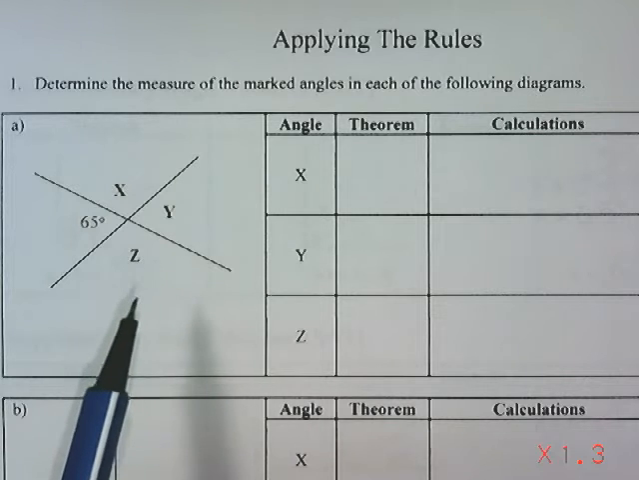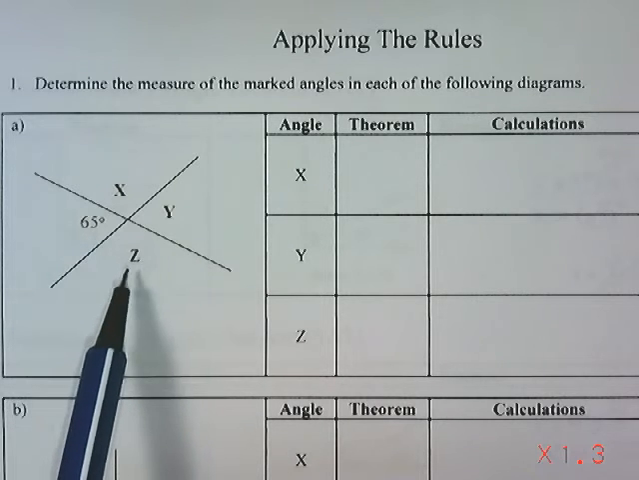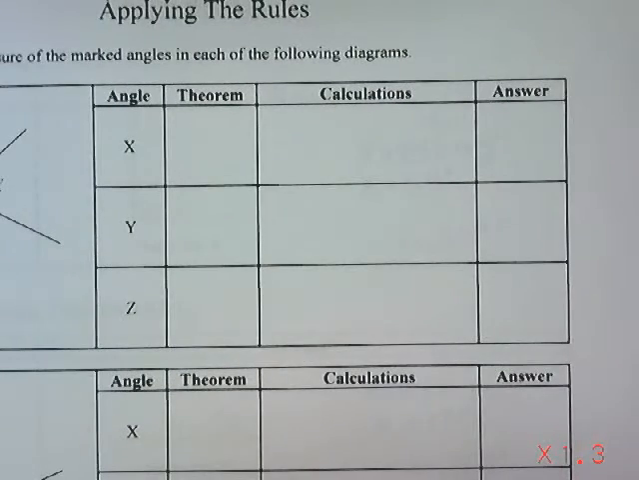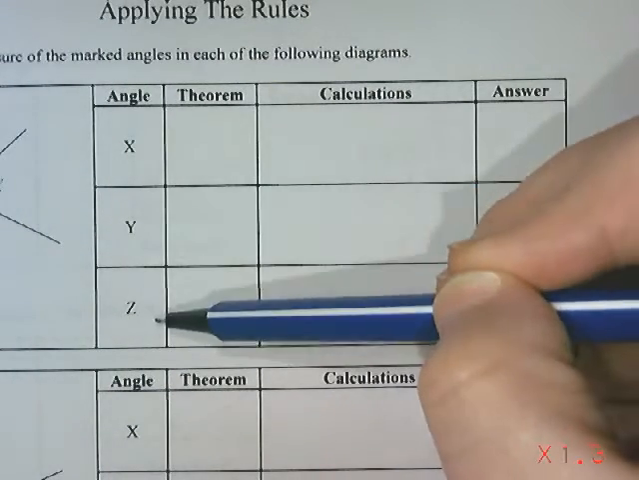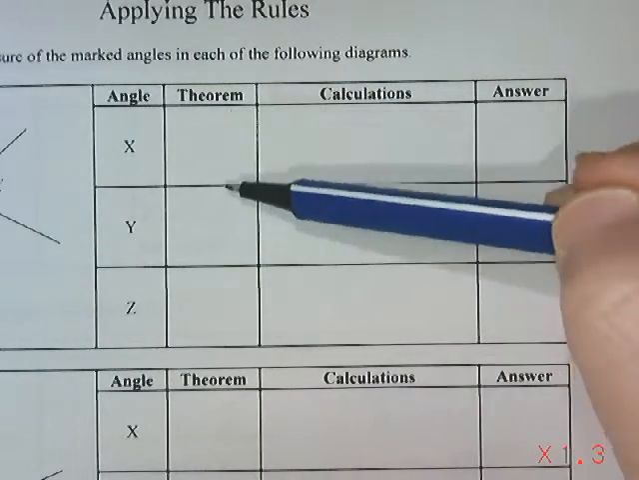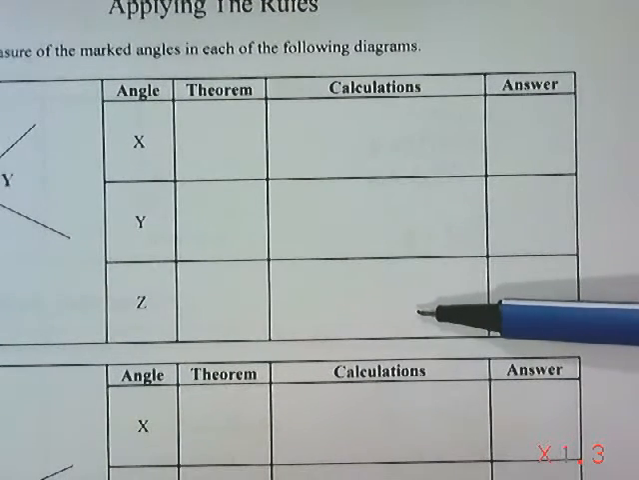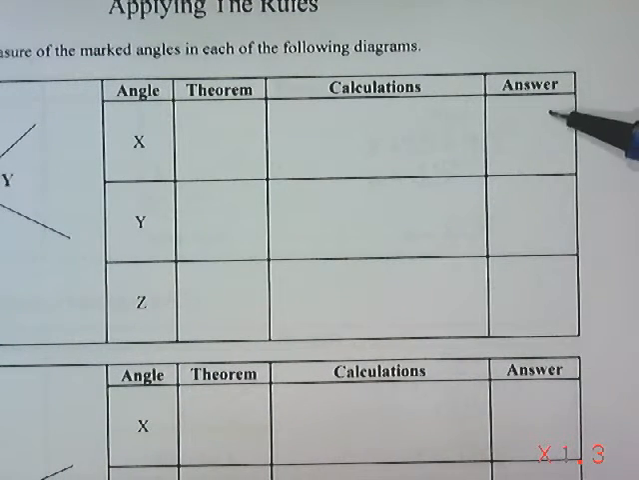And then there's a picture that has numbers and letters that we are supposed to find. And then there is a table that has the different letters that we're looking for, what theorem we are using to find them, what calculation we need to do, if there's a calculation we need to do, and then what the actual value of that angle is.